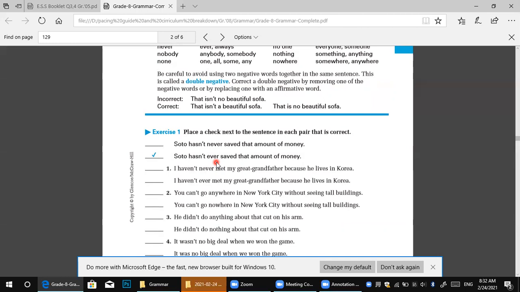Number one here, "I haven't never." Of course, it's wrong. Haven't is negative, never is negative. Of course, it's wrong. But "I haven't ever" is right.